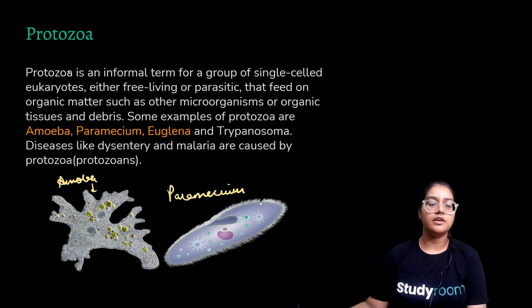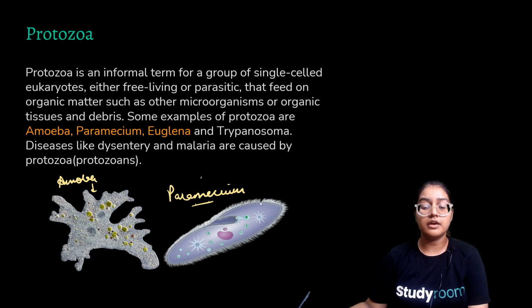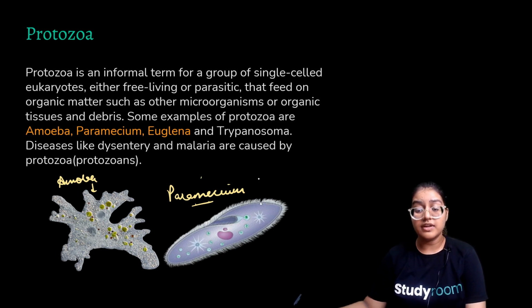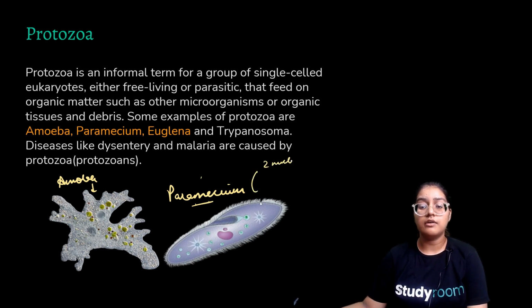Now the third category of microorganism is protozoa. Protozoa is an informal term for a group of single-celled eukaryotes. So this is a paramecium and it is a protozoa. You can say it's a single cell structure and it is eukaryote, which means that it has a nucleus. A very interesting fact about paramecium is that it has two nuclei. One is the micronucleus, you can see it here, and the other one is the macronucleus. So there are two nuclei.